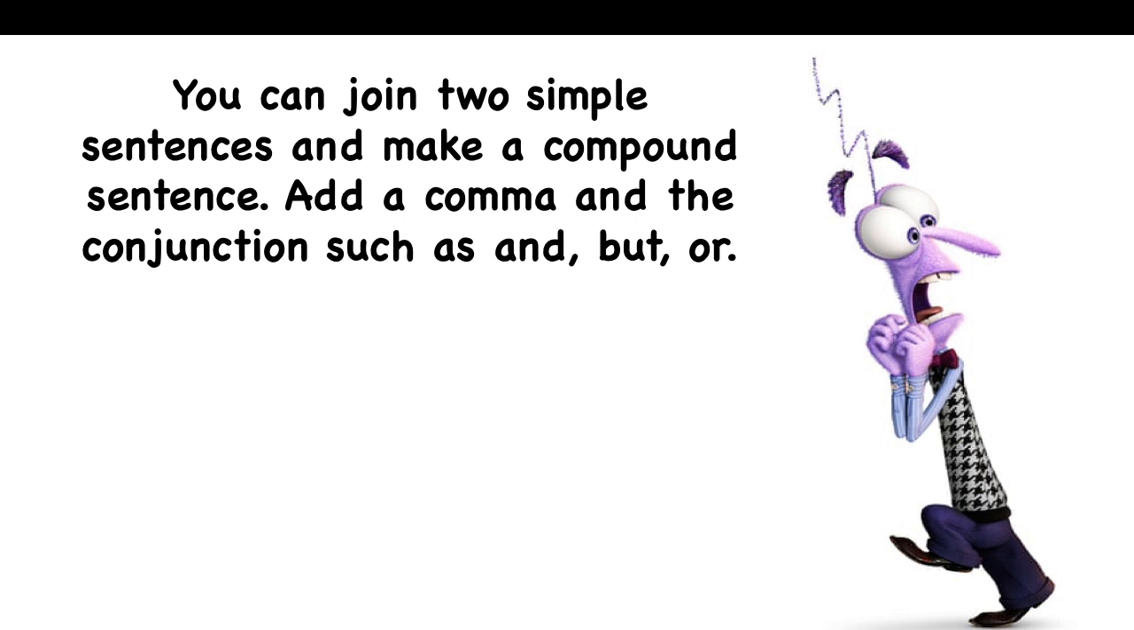First of all, you can join two simple sentences to form compound sentences. We already know this lesson. When you join two simple sentences into a compound sentence, you can use the conjunction words and, but, and or. And what do you need to do if you use these conjunction words? You should not forget to put the comma. The comma will be in front of the conjunction words, right? Don't forget that. That's very important information.